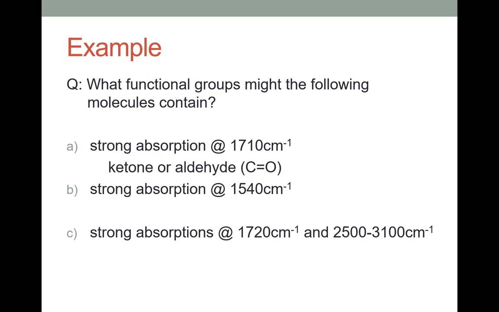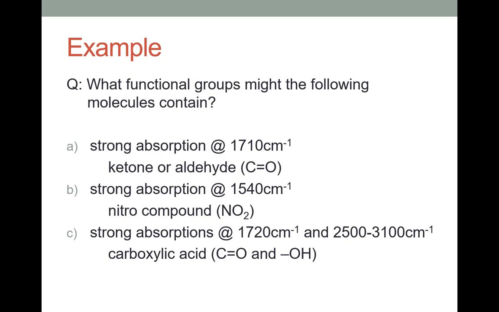At 1540, there's almost nothing listed there except for the nitro group. So that's one that might be useful, particularly when you start talking about aromatic compounds. Strong absorptions here. Now, this is two different absorptions. Again, 1720 is in that carbonyl range, and this broad peak here, that's a dead giveaway for carboxylic acid.